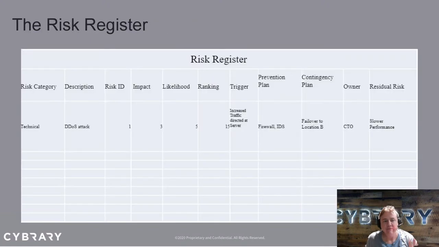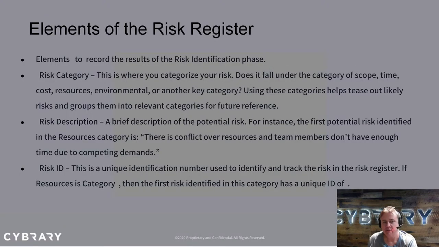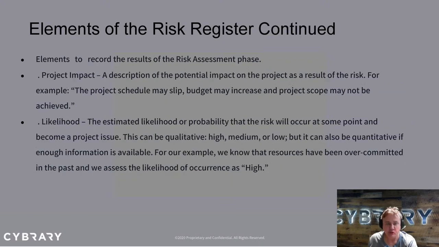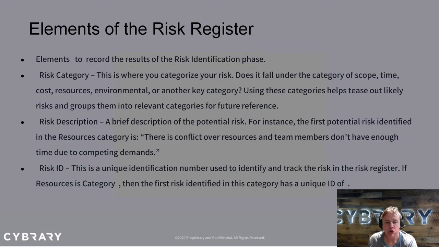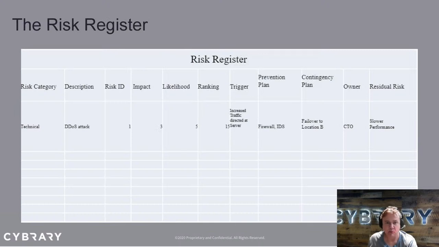So what I have across the slides is just these very minimal categories and then sort of an explanation. Why do we have a category? What's the risk description? Risk ID. Well, I've really gone through each of these. So what I would expect is you would be able to look at the risk register that I have here on the screen, and you tell me what each of these mean, what their significance is.